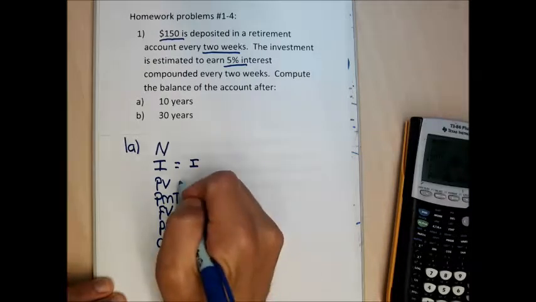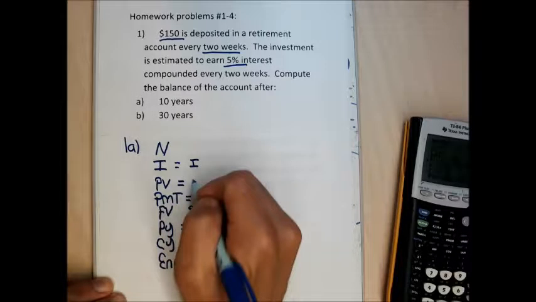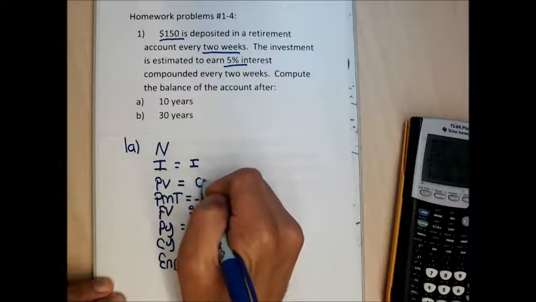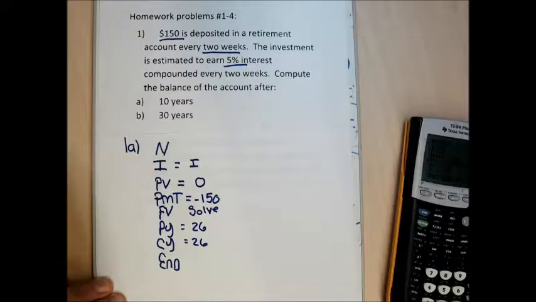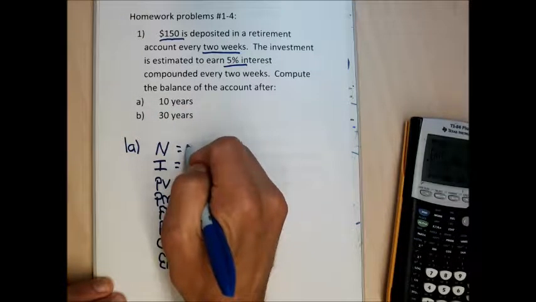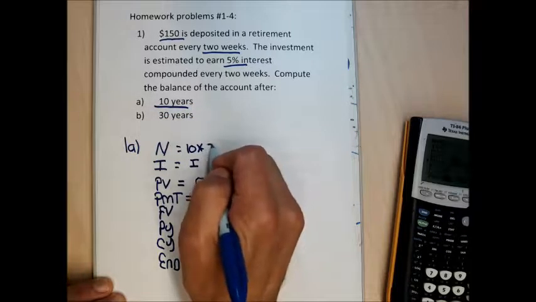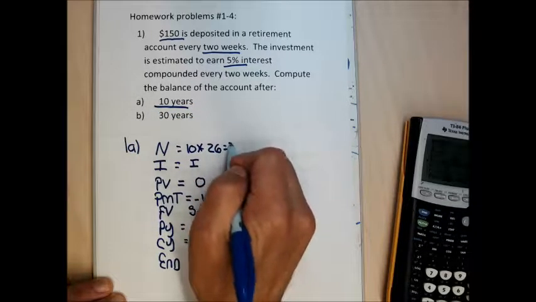That also by default means I need to put something in for PV. PV is the amount of money I would have had saved up to start. It doesn't talk about any money in my savings account, so I'm going to put a 0 there. And in for the N, I'm going to plug in 10 times 26 for the 10 years and 26 payments per year. That's going to be 260.